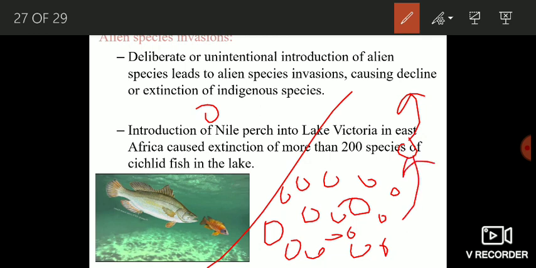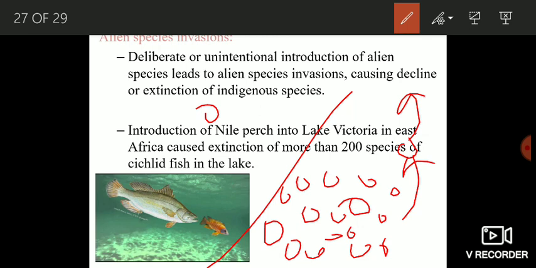So simply you can remember, alien species invasion means the introduction and establishment of a species in an area where it was not previously found. And because of alien species invasion, many of our native species have been driven to extinction.